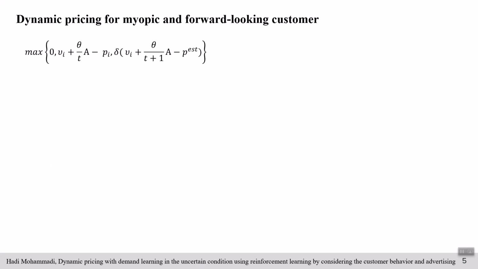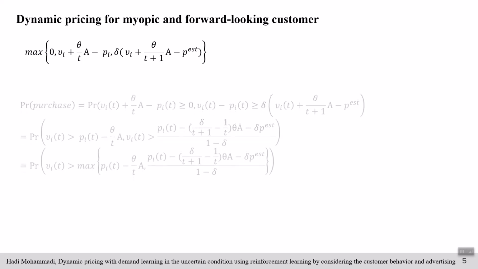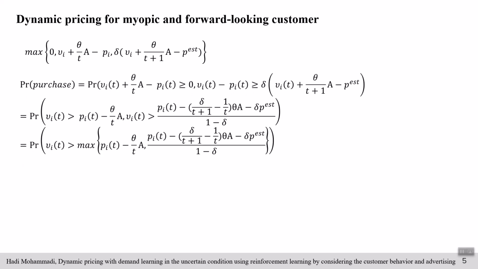About the equation, first of all, the customer decides based on this equation. In this equation, mu_i is the willingness to pay, A is advertising, which decreases during the time, delta is the customer patience, and p estimate is the prediction of the price. We can calculate the probability of the purchase based on this equation.